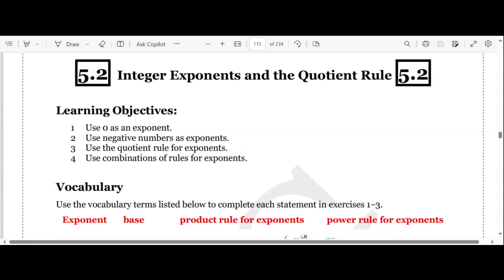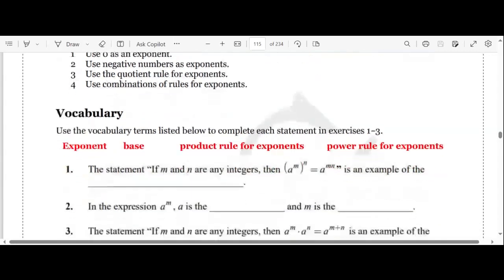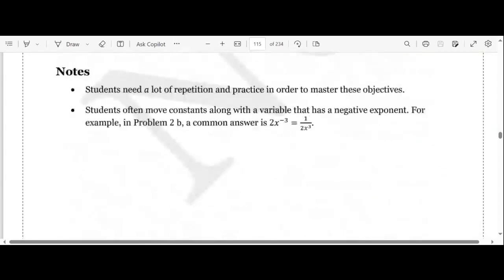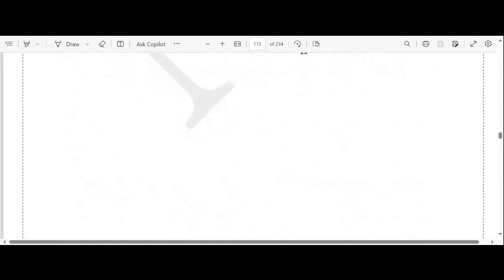So here we have vocabulary. You need to know those vocabulary and solve them. Just let me give you some practice. If I have -1 to the power of 1, what is the answer? Again, you have -1 to the power of 1, how much?